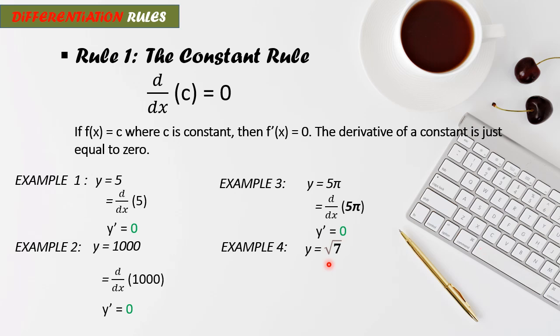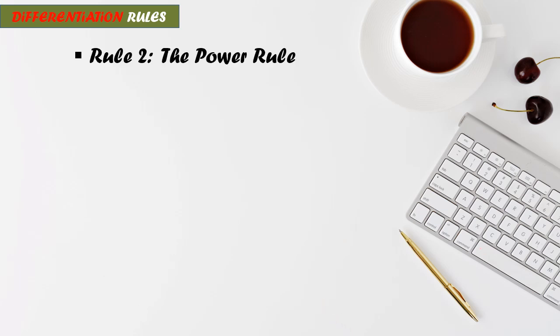Example number four, y is equal to square root of 7. Don't be confused with any radicals. If a constant is inside a radical or square root symbol, since 7 is a constant, the derivative of square root of 7 is just equal to 0. And so that's it for rule number one. Let's proceed to rule number two. We have the power rule.